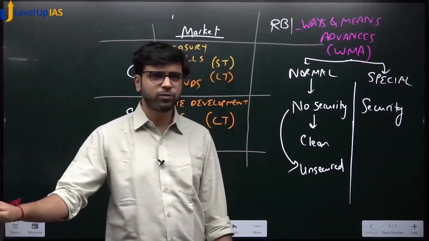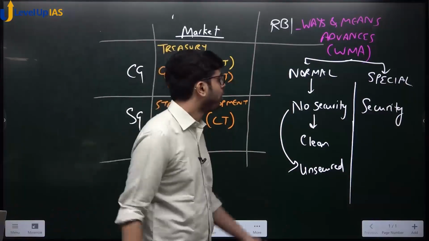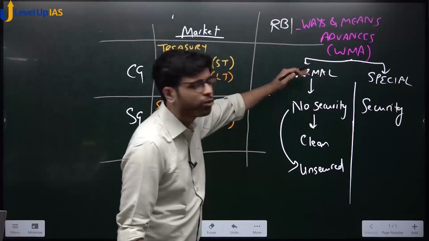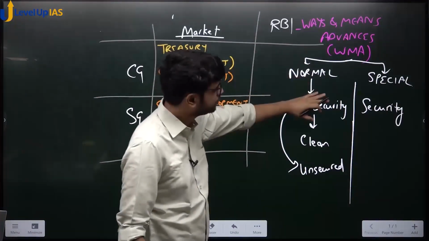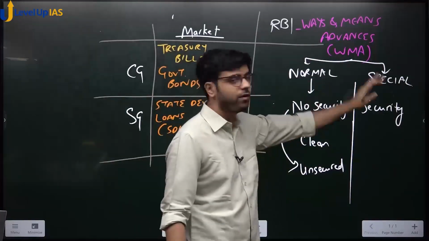To the bank, unsecured is more risky because tomorrow if you run away, what will the bank do? Nothing. Okay? So the normal window, because this is routine in nature, a little bit routine, that is why no security. It is clean, it is unsecured, and the special window is over and above the normal window.